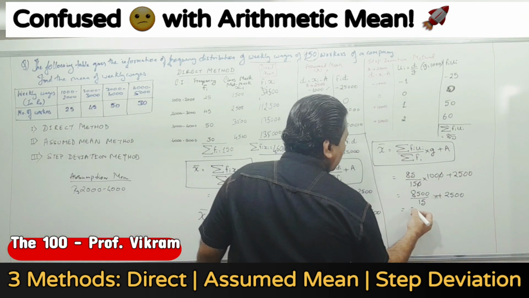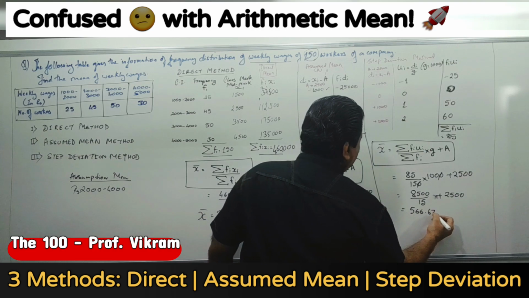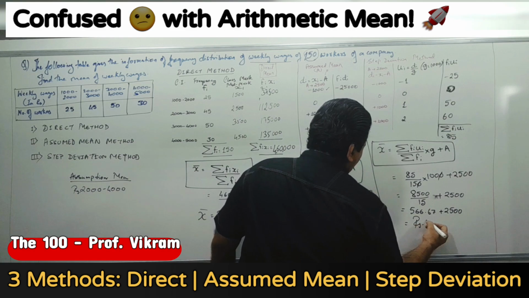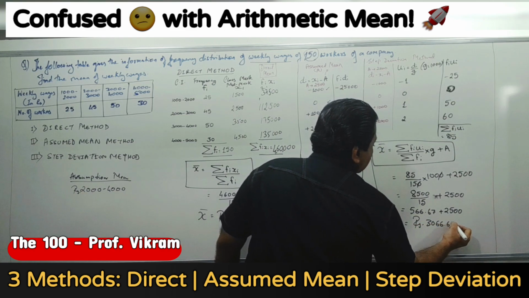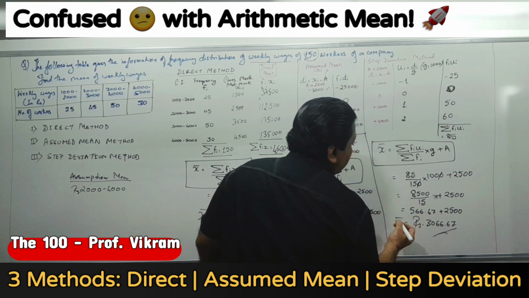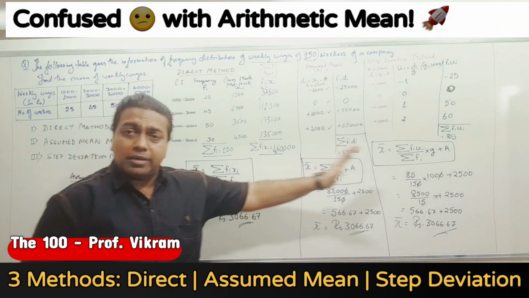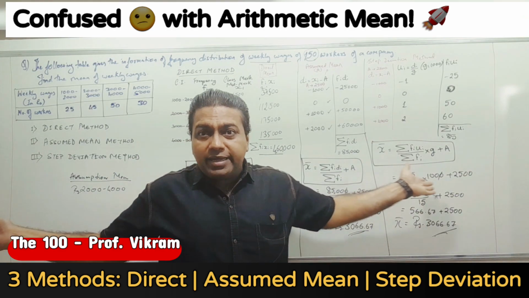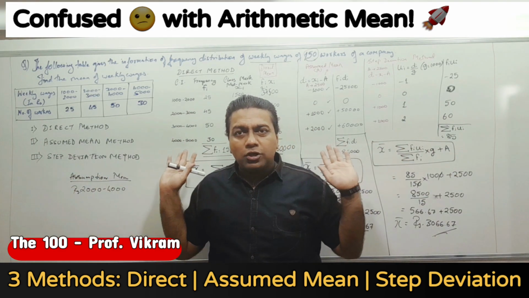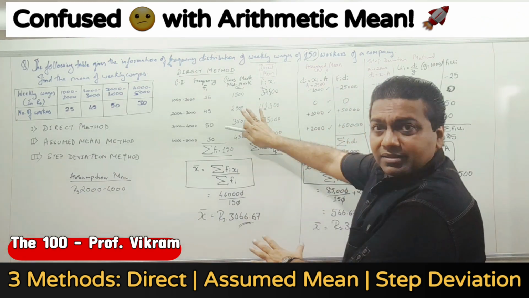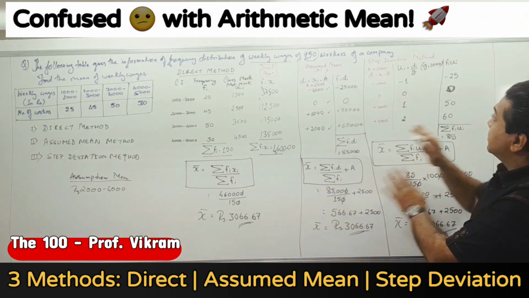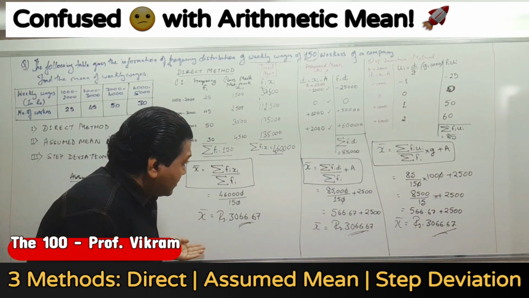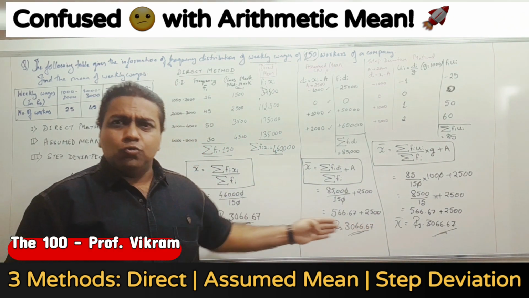So that's bravo. We got the same answer, 566.67 plus 2500. That is equal to rupees 3066.67. So I am getting the average mean score by using step deviation method. So you see, all three methods I have shown you on the board: the direct method, the assumed mean method, the step deviation method. If you look at the answers, all three answers are same. You do by any method.